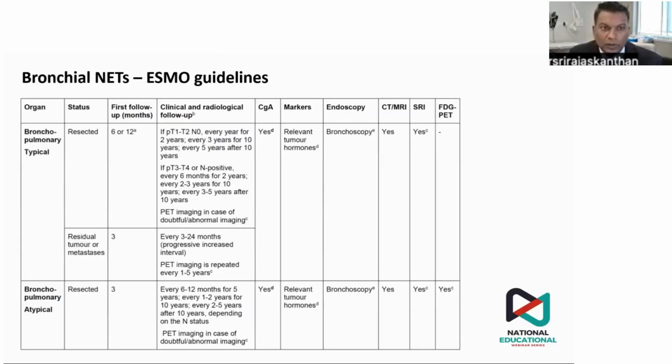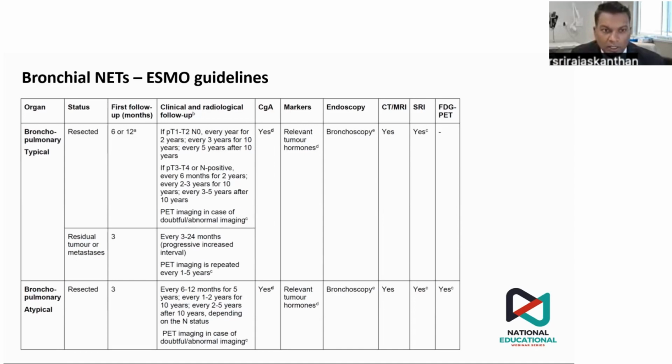So if we move on to the bronchial neuroendocrine tumours, this is a very busy slide, but what I was hoping to highlight from here is that these are the ESMO guidelines, which is the European Society of Medical Oncology, and the following slide will be on the ENETS guidelines. You'll see that there are some slight differences between them, but one of the key take-home messages is that we have different imaging protocols for patients with typical versus atypical bronchial neuroendocrine tumours. And that's important. These guidelines are also primarily for patients who have resected disease.